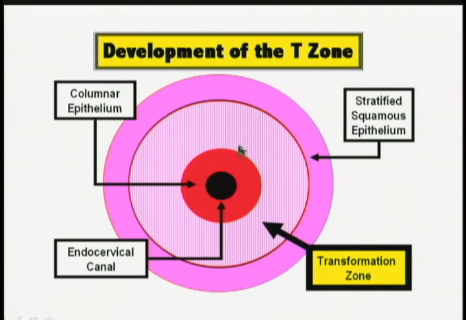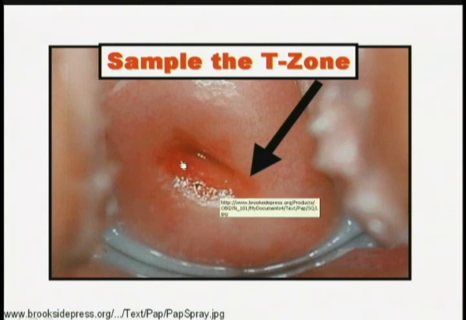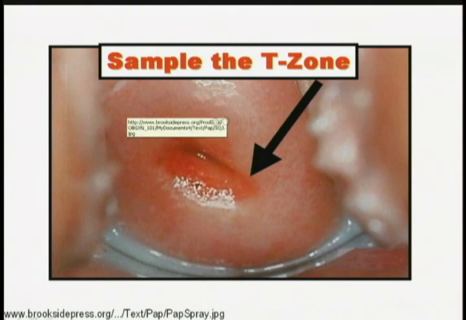So the old squamocolumnar junction, the new squamocolumnar junction. Here we have a picture of a cervix, and you can see the stratified squamous epithelium, which is here. And you can see here is the columnar epithelium, which is more of a reddish color. The transformation zone is around the edges here.